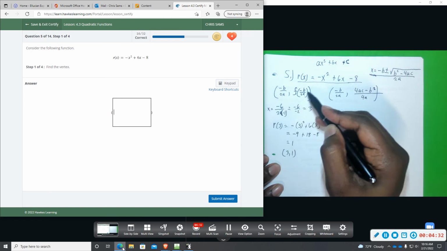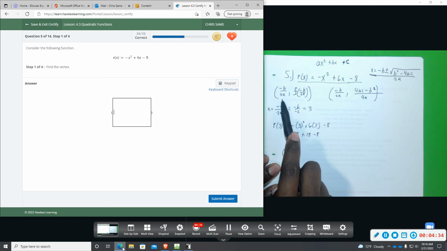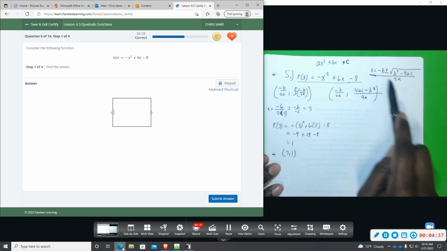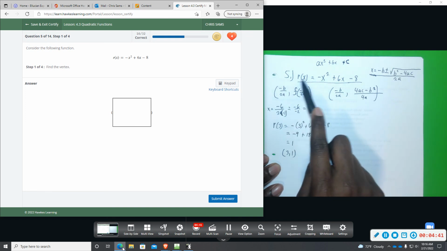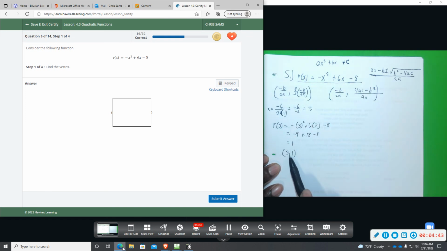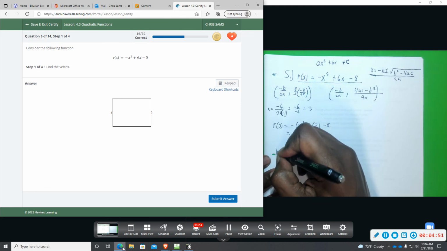So that's using this formula. You do negative b over 2a, which comes from the quadratic formula, and then we plug that value in to your equation, and whatever you get, that's your y value. So 3, 1 is what we're getting for our vertex.